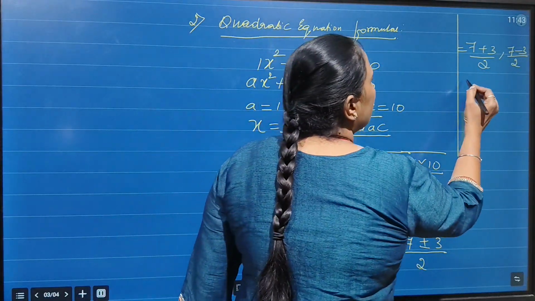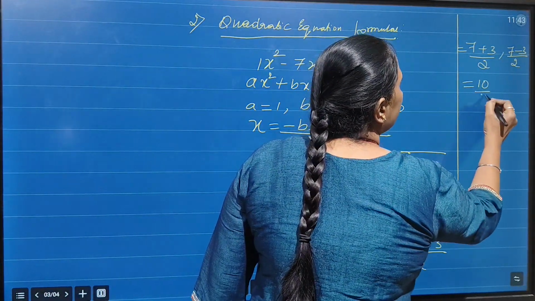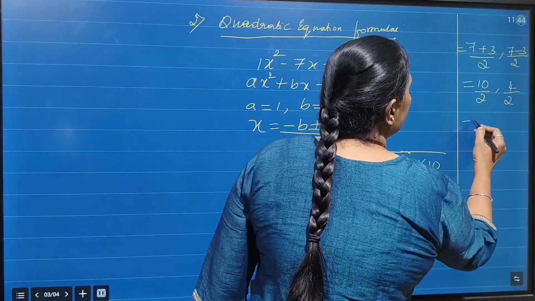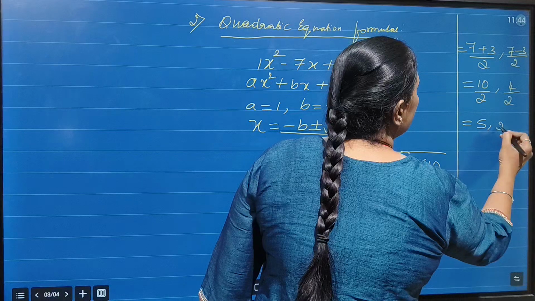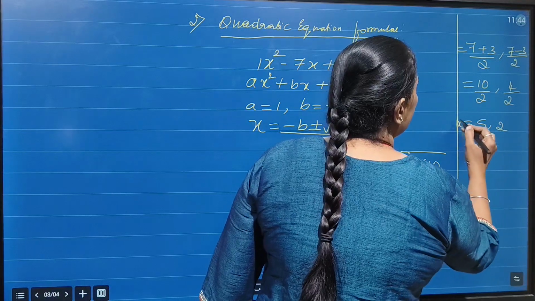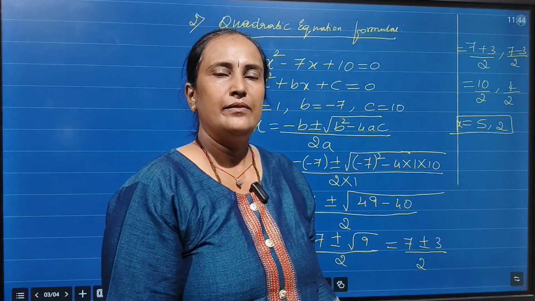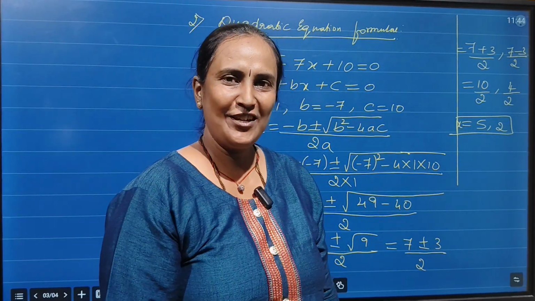7 plus 3 you get 10, 10 by 2. 7 minus 3 is 4 by 2. One root is 5 and the other root is 2. See here, we got the two roots as 2 and 5. Thank you.